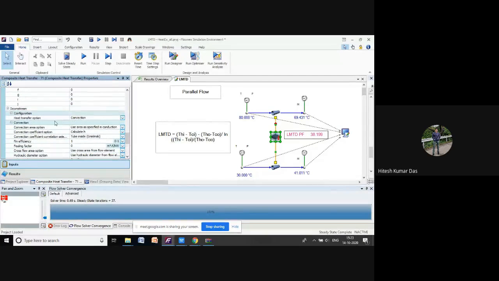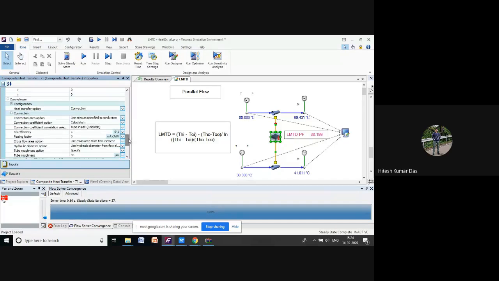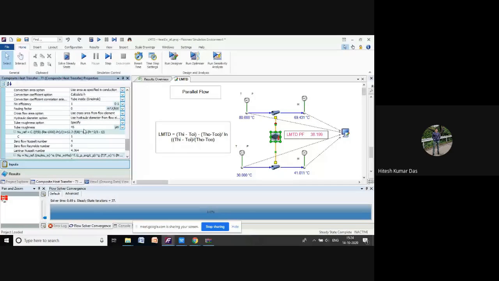For the downstream, we have likewise assigned heat transfer as convection, and the convection coefficient option as calculated h, meaning it will automatically calculate how much h is there. Fin efficiency here is also 1, meaning 100%, and roughness we are taking here as 45 micrometer.